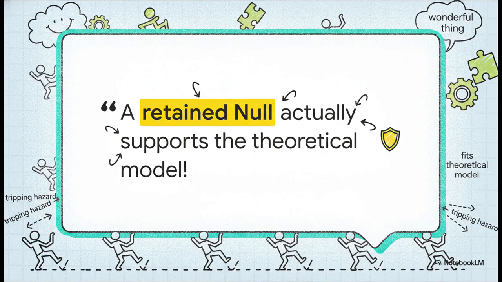I need you to pay very close attention here because this is a massive tripping hazard when you're learning statistics. Up to now, rejecting the null has pretty much always been the goal, right? You want to find a difference. But in goodness of fit, a retained null hypothesis is often a wonderful thing. Why? Well, because the null hypothesis says there is no difference between your data and the theory. So if you retain the null, it means your observed data fits your theoretical model perfectly. It's exactly what you predicted.